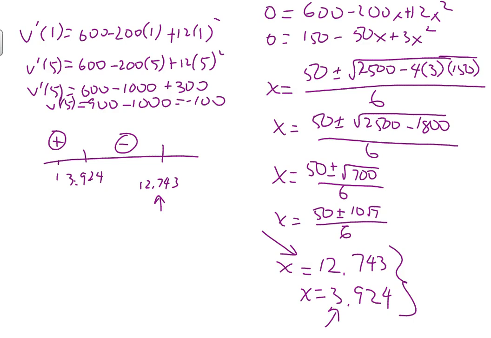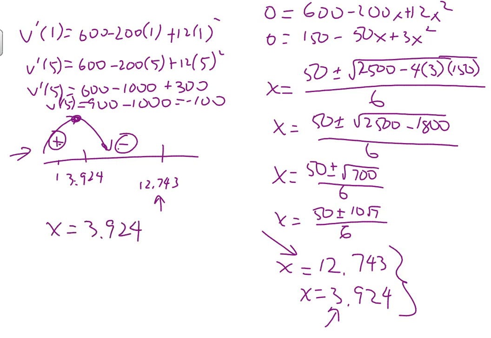Well, now looking at my sign chart, would you agree, to the left of 3.92 I'm going up because I got a positive derivative. To the right, I'm going down because I got a negative derivative. That point must be a local max, right? So according to this, I think that x should equal 3.924.